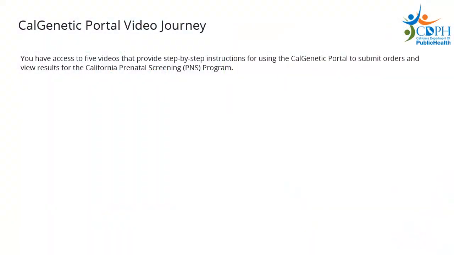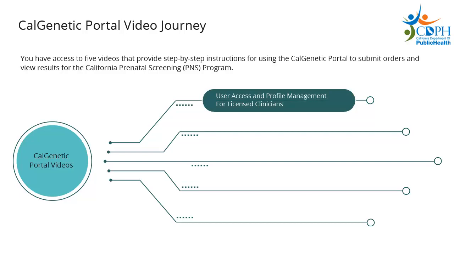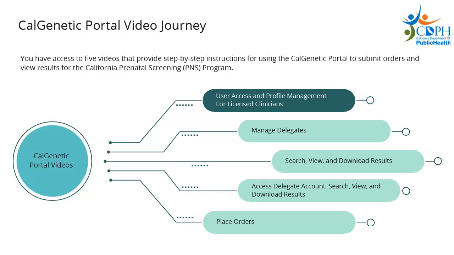You have access to 5 videos that provide step-by-step instructions for using the CalGenetic portal to submit orders and view results for the California Prenatal Screening Program. The videos will cover how to access and manage your user profile, manage delegates, if applicable, view screening results, provide an overview of the delegate activities, and finally, how to place orders for prenatal screening with the CalGenetic portal.